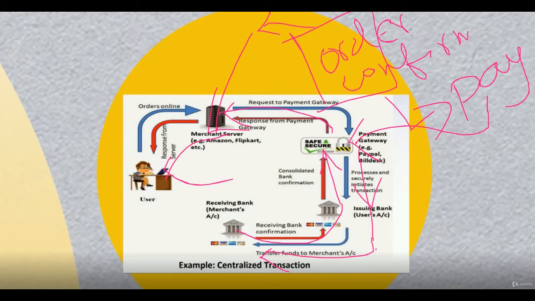Suppose the bank gives some negative response, say the bank server is down, or there is no cash, or the page was refreshed and it timed out. In those situations, the bank sends a negative response to the payment gateway, which passes it to the merchant server, and it goes back to the user. So this is how your traditional e-commerce store works.